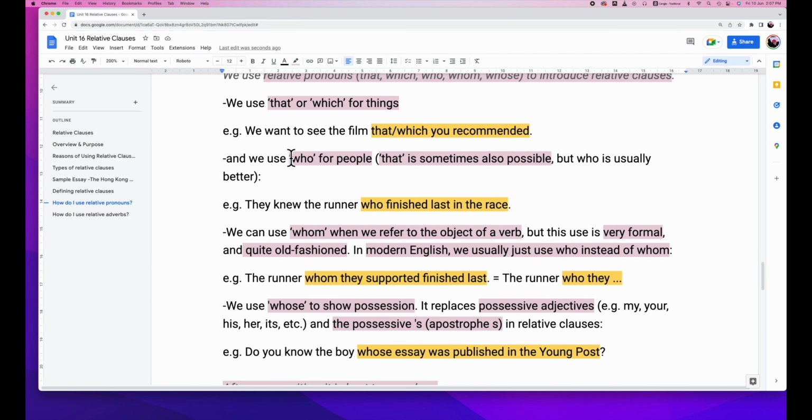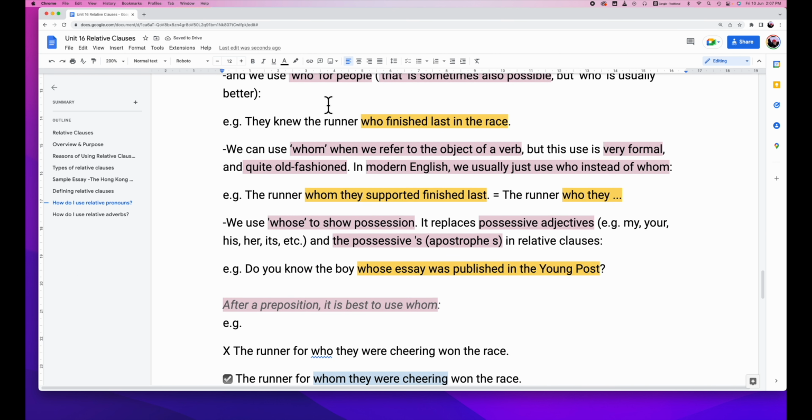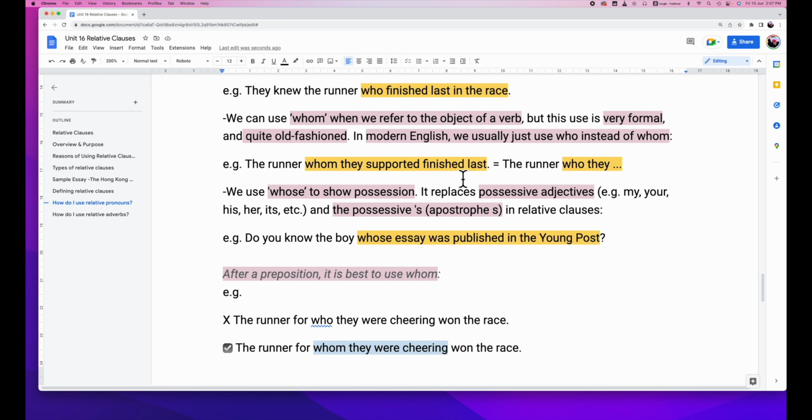We use the relative pronoun who for people. The word that is sometimes also possible, but using who is much better. For example, they knew the runner who finished last in the race. We could also use another relative pronoun, whom, when we refer to the object of a verb. But this is rather formal or quite old-fashioned. In modern English, we simply use who instead of whom.